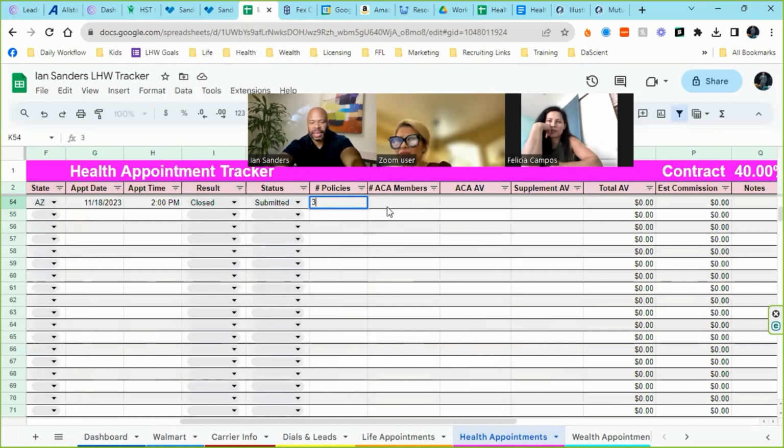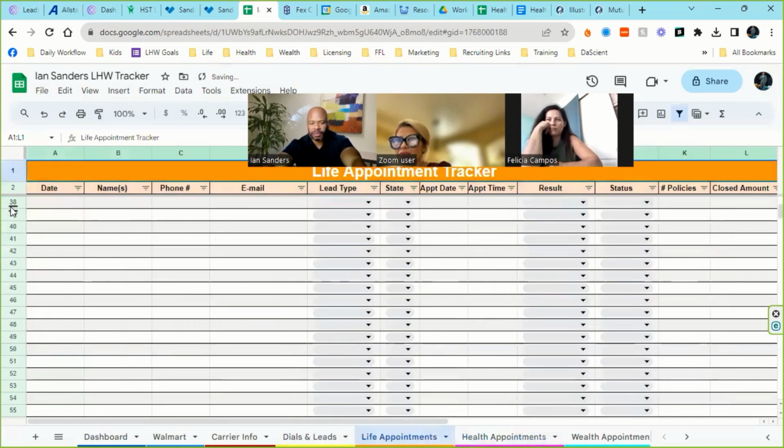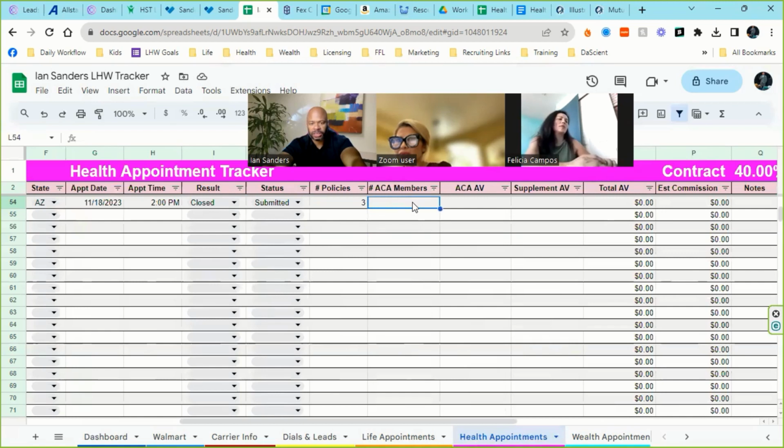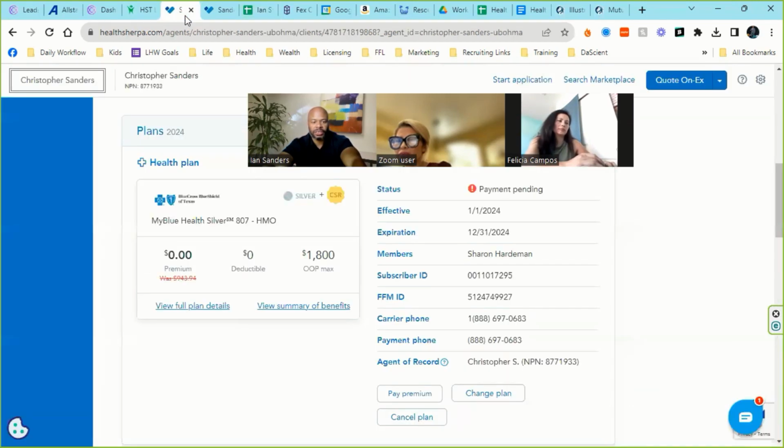The reason it's not 5 is because you're going to put the other 2, the IULs, in the life appointment part. So it's going to be pretty much the same process. And you'll just distinguish it this way. So we have 3 ACA members because it's husband, wife, and child. And now you're going to do the ACA AV. So this is how you do that.